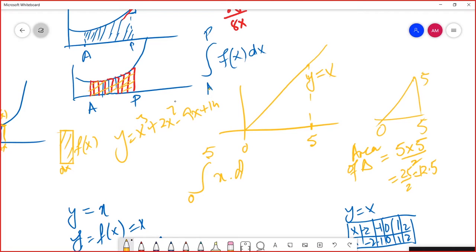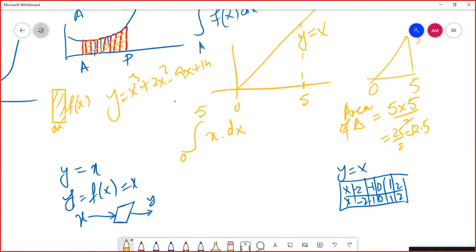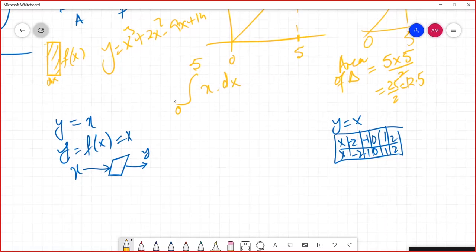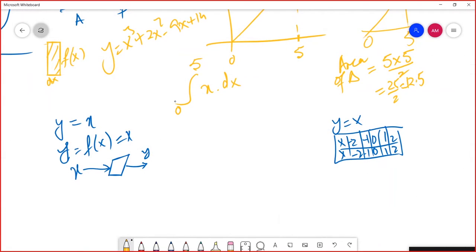Multiply by dx. So we have this equation, right? So if you remember anti-differentiation, we say they are opposite to each other, right? So if we have y is equal to x square, what is dy upon dx? 2x. Very nice. So it's 2x, right?